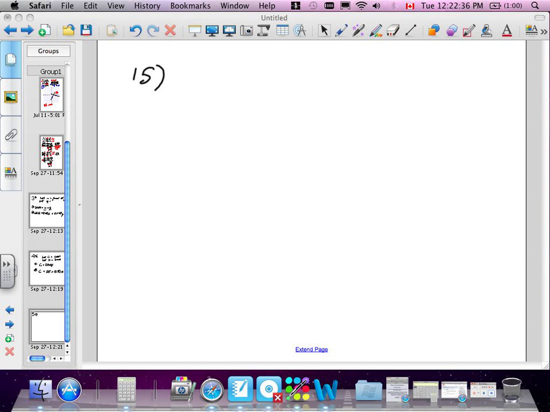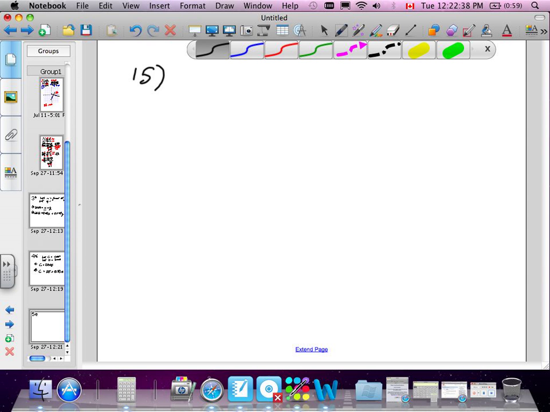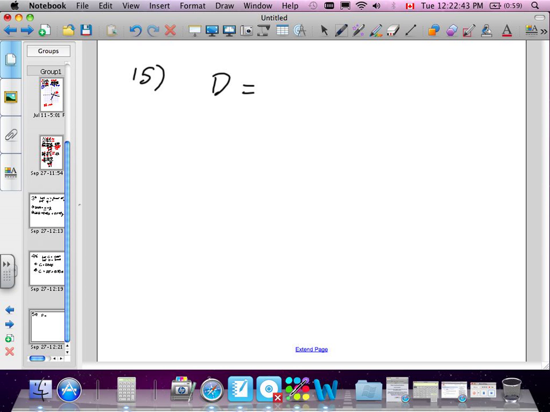Okay, question 15 deals with speed and time. You guys need to remember this. The distance of something is equal to the speed you're traveling at times how long you travel at that speed. So we're going to set up our equations like this. Oh no, sorry, wrong question.